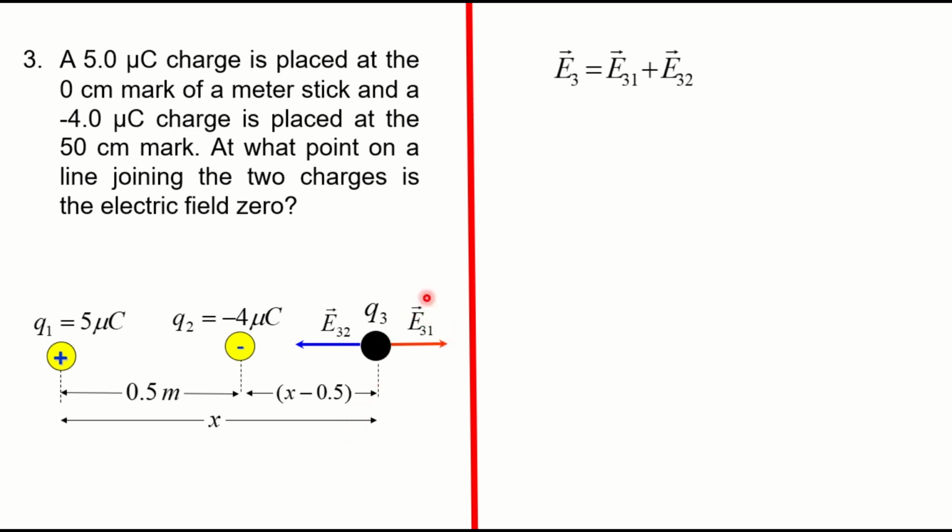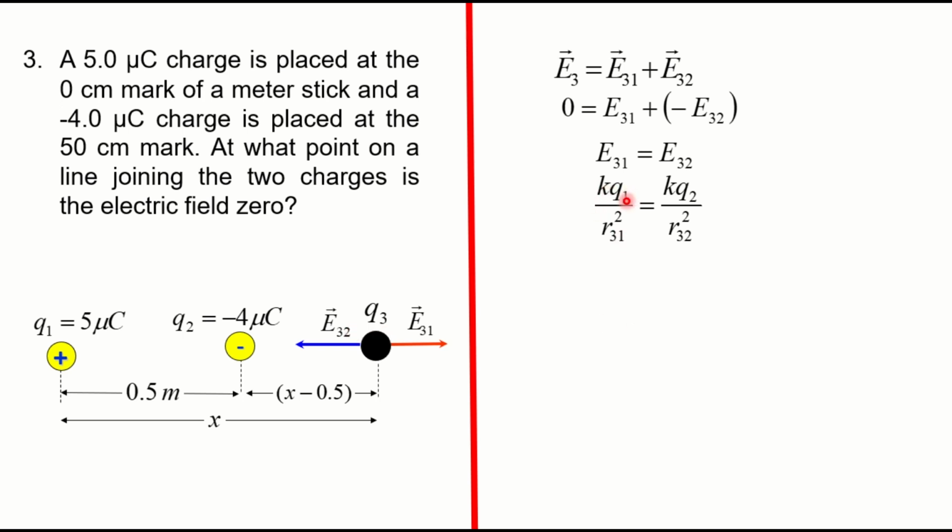So the sum of the electric field on charge 3 is E31 plus E32. But now we have E32 moving to the left, and the net electric field is 0. So when we rearrange it, E31 must be equal to E32. Then we insert the formula, which is KQ over R31 squared.